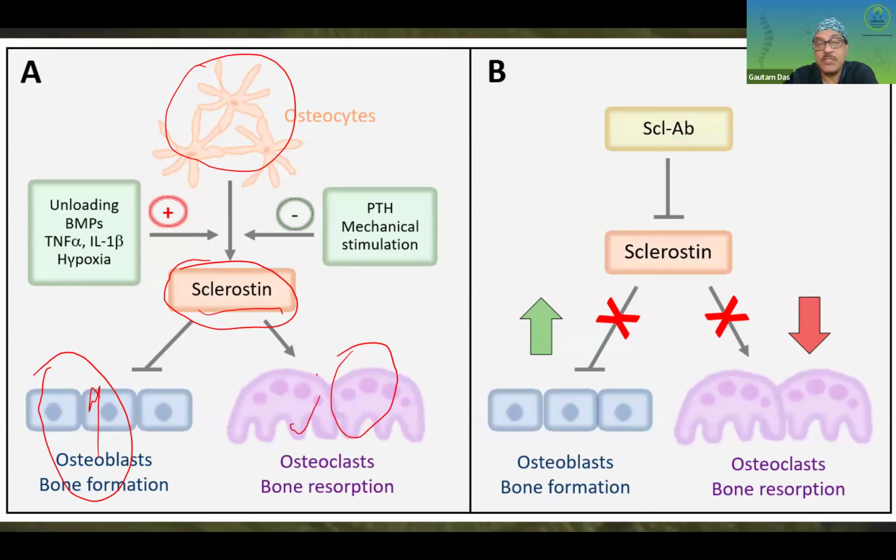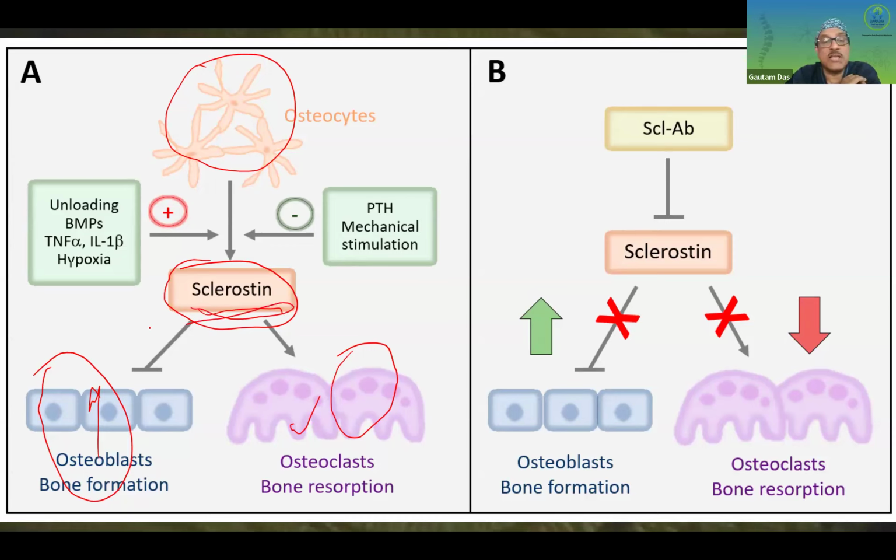Understood what sclerostin is? Sclerostin is secreted naturally by the osteocytes, and it has two important functions. One function is that it prevents osteoblastic activity, and the second is that it produces more RANKL. More RANKL means more osteoclastic activity, which means there will be bone resorption. So sclerostin prevents osteoblastic activity and enhances osteoclastic activity. Basically, sclerostin causes osteoporosis.